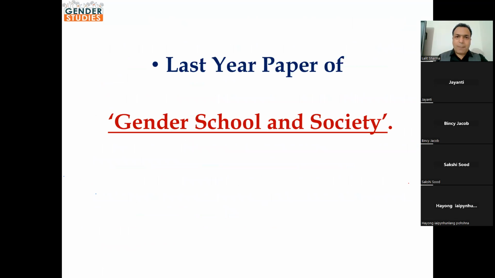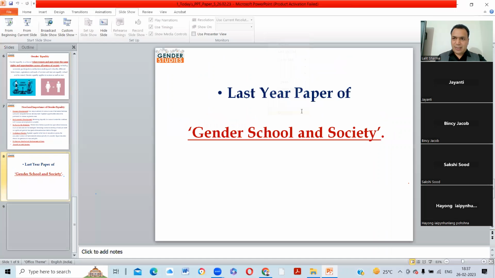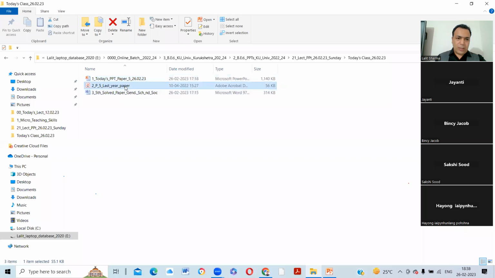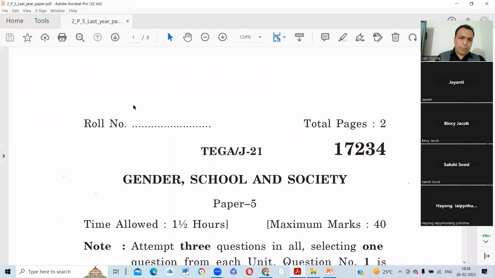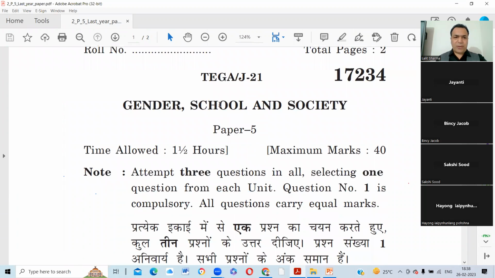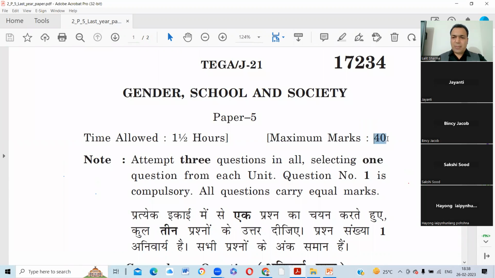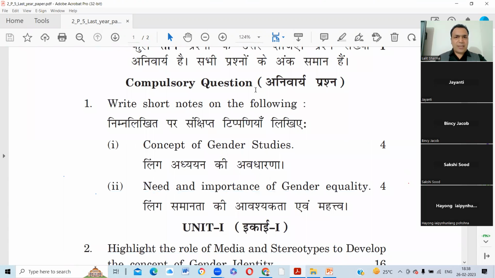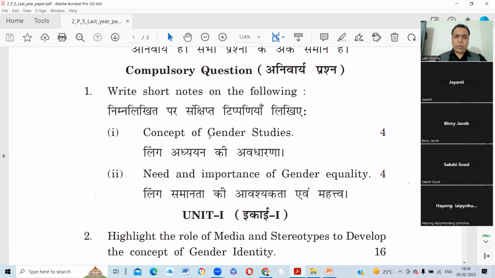Now we discuss the last year paper, because these two questions are also in the last year paper. I open the last year paper side by side, the PPT, the PDF file, we will do all that, guys. Now see, this is your last year paper, Paper 5, Gender, School and Society. It is only 40 marks, right? So you have to do 2 long questions and 2 short questions. The first is a compulsory section, you know that. Two questions came in last year's paper, on the concept of gender studies. I just discussed it with you, and I have given you the PDF also, right, guys?